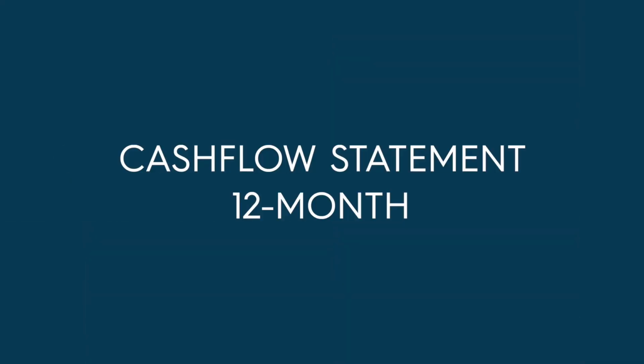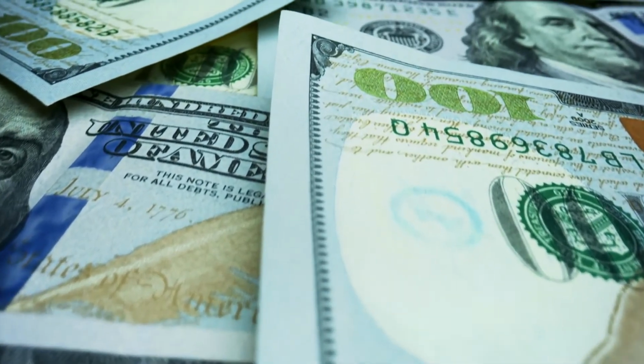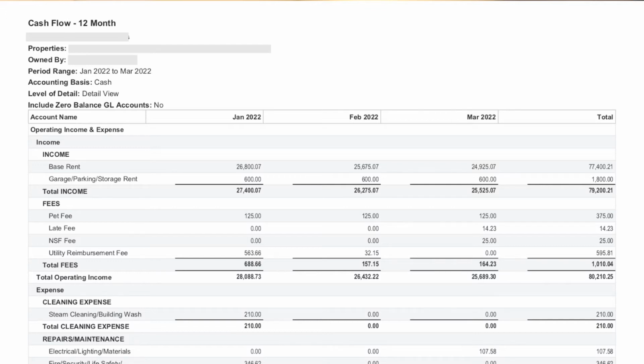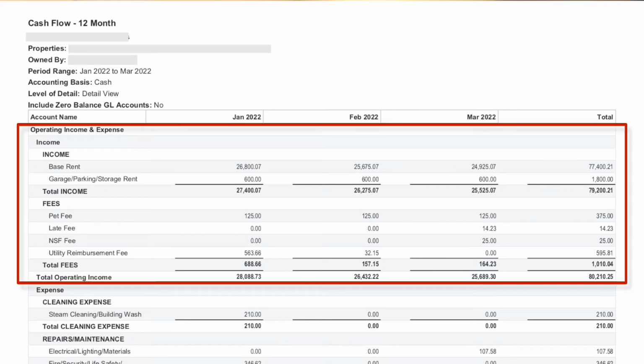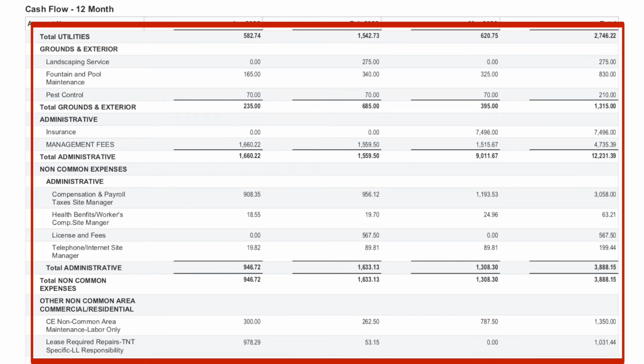Cash flow statement 12-month. As the name suggests, this section allows you to see the cash coming in and going out over the course of the entire year. The top portion shows all the different forms of incoming cash that the property generated each month, and the bottom half of the report shows all the cash that was spent each month.